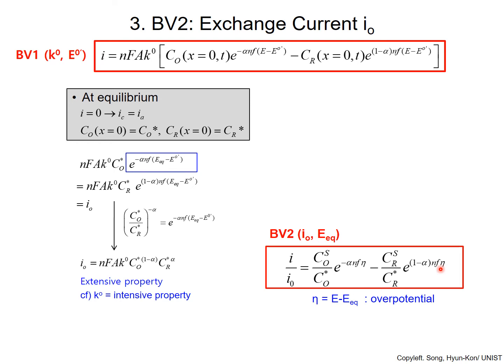So, different from Butler-Volmer version 1, the Butler-Volmer version 2 equation has the exchange current as its parameter plus alpha as its parameter. I mean, k0 is replaced by the exchange current for version 2. Also, the potential difference is described with respect to the equilibrium potential instead of the formal potential. That is the Butler-Volmer equation version 2.